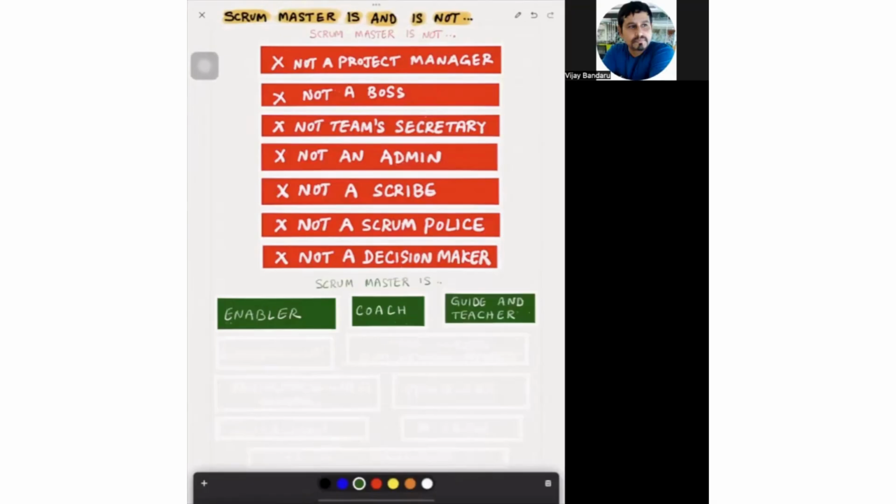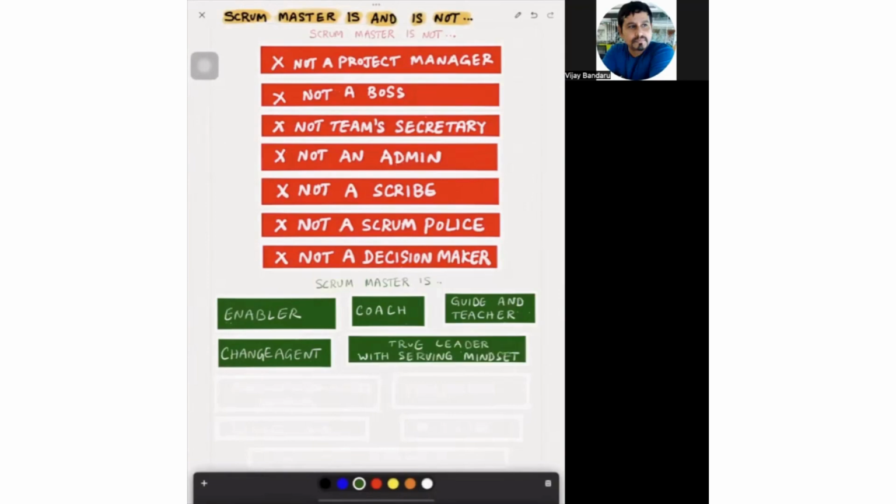And Scrum Master is a guide and teacher. He helps the team members, the product owner, and any other team in the organization or the leadership understand how to implement Scrum effectively according to the Scrum Guide, by teaching them and giving training. Scrum Master is also a change agent. So it's a mindset change or behavioral change, bringing the agility mindset.